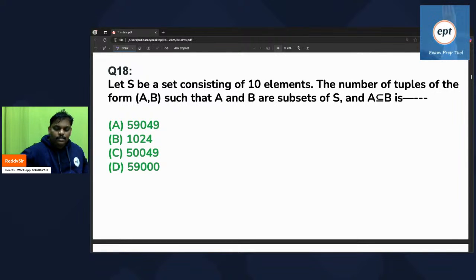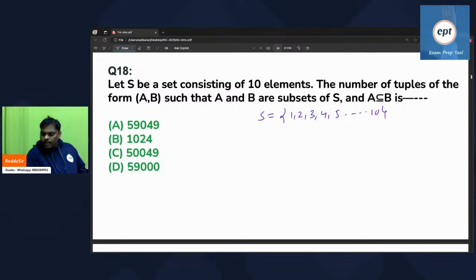Let's see the answer. Everyone see. Set S contains 10 people. Everyone observe. The number of tuples of the form A comma B, such that A and B are subsets of S and A is a subset or equal to B, is.